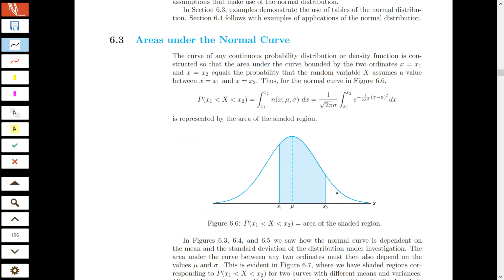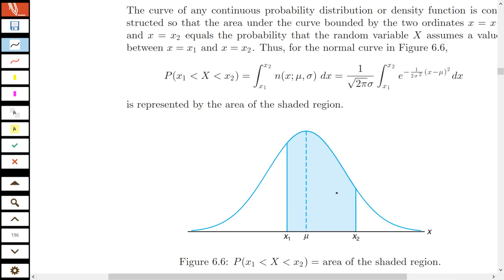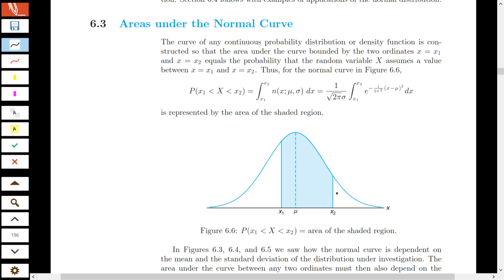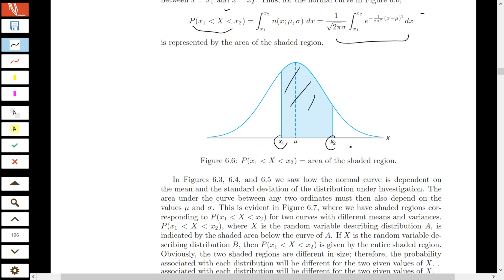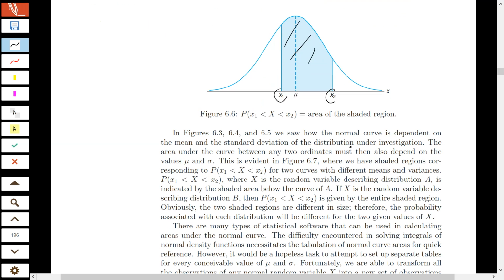So if you want to, let's say, compute probabilities, let's say you want to fix two values, x1 and x2, or a and b, and you want this probability, you just integrate from x1 to x2 because that's how you compute probabilities. This should be the shaded region. Now, we don't want to compute this every time because this is not a nice integral, right? You can't do it with your calculus formulas. So it's better to have tables, right?